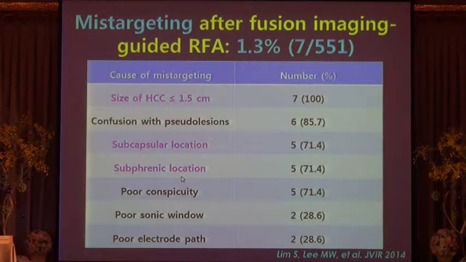subcapsular, and subdiaphragmatic location. Therefore, we can say that fusion imaging has limitations for small ACCs located in the periphery of the liver. To be sure that the nodule identified on fusion imaging is the true ACC, I recommend you use contrast-enhanced ultrasound additionally.